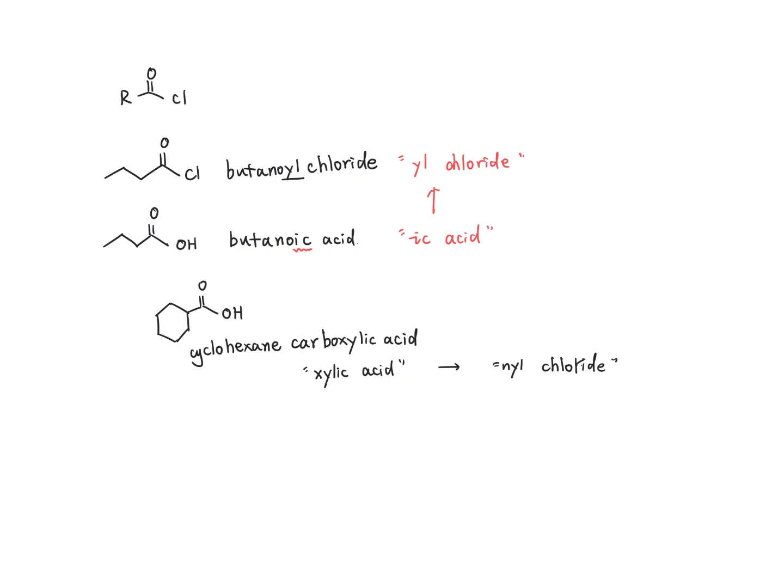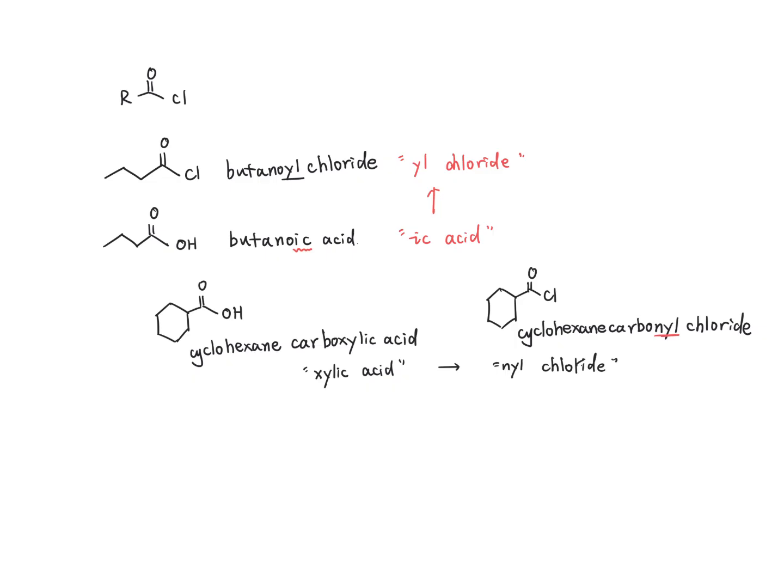So what that means is, when you have this as an acid chloride, this molecule will become called cyclohexane carbonyl chloride. So that is how we name acid chloride. So now we change it to -nyl.